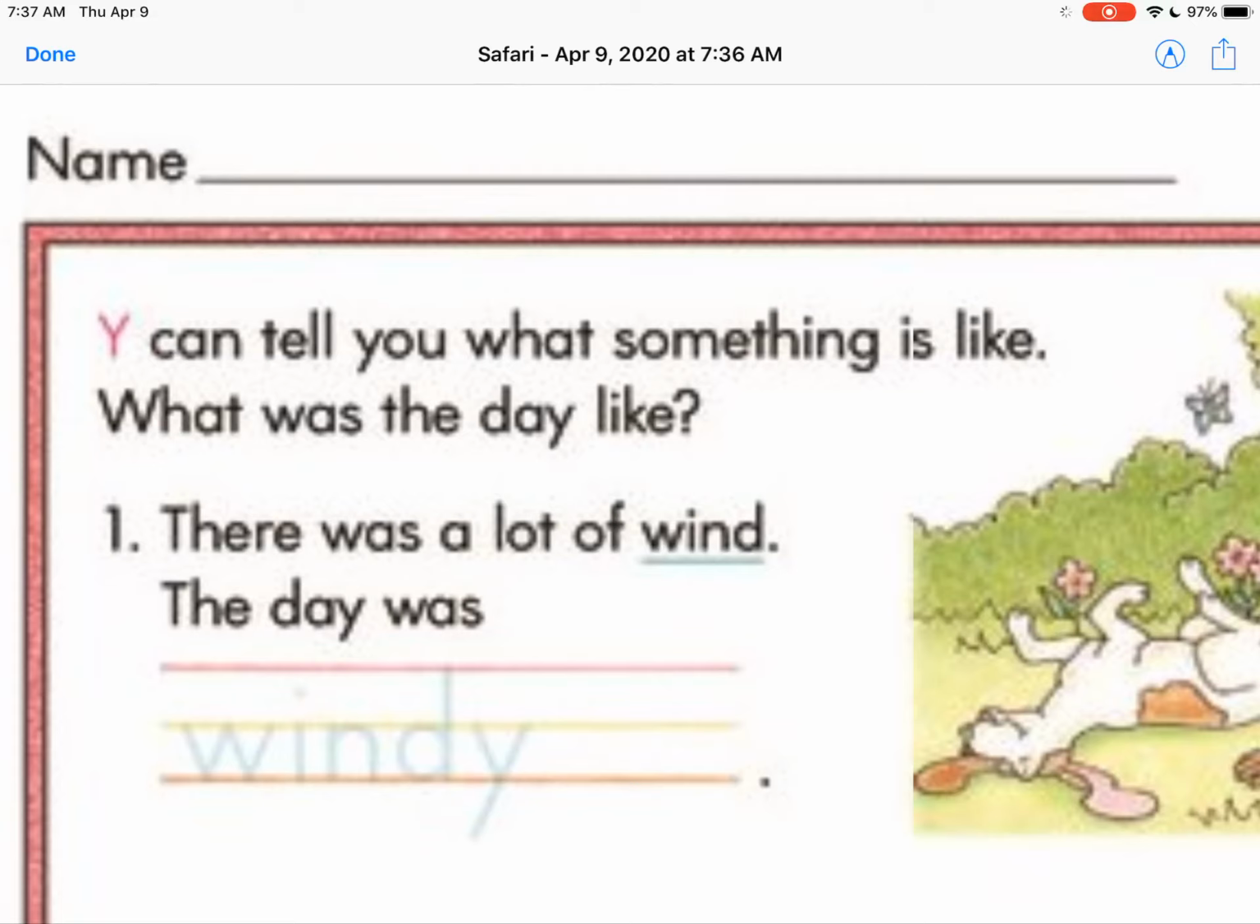So now let's look at the question at the top of the page. It says, what was the day like? What was the day like? Let's look at number one. Number one says, there was a lot of wind. The day was windy. Now, this underlined word here, let me make it a different color.